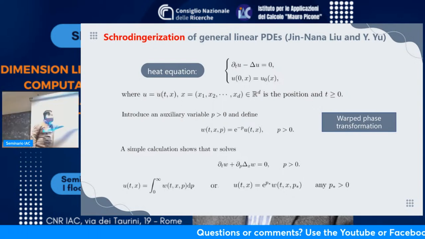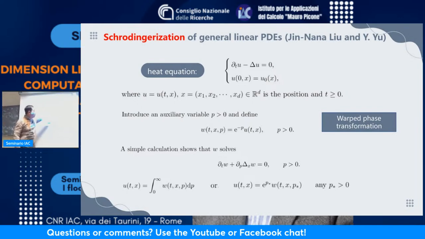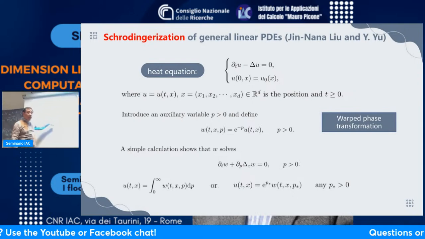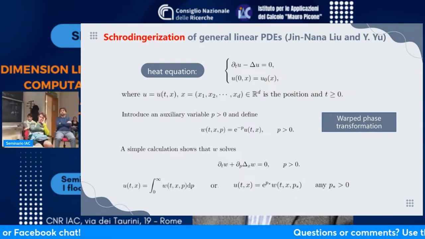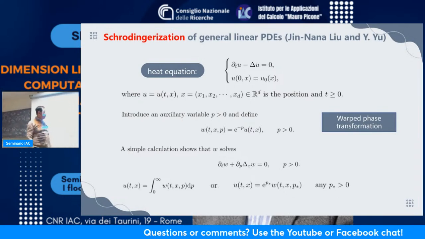And I'll assume p is positive. And of course, suppose you can solve this equation, then how do you get back to U? You just integrate, or you take moments from 0 to infinity. The integral of e to the minus p from 0 to infinity is 1. Okay, you get back to U. Or you can even simply multiply e to the p by W.